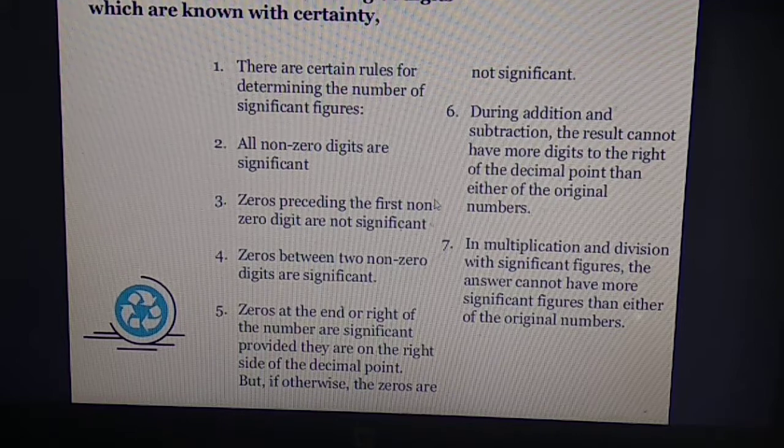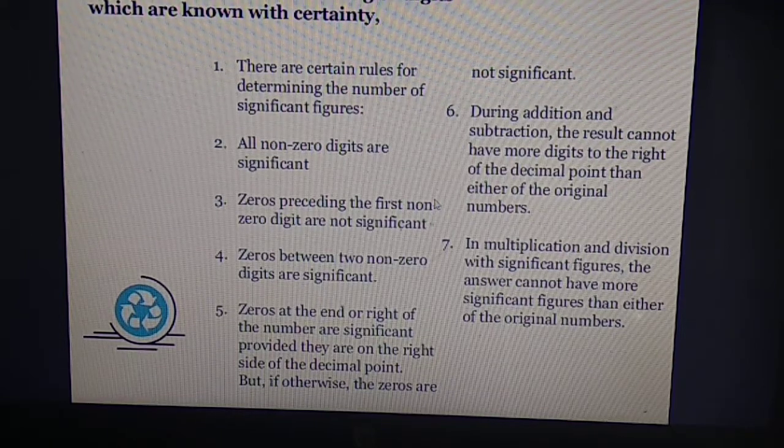Next, during addition and subtraction, the result cannot have more digits to the right of the decimal point than either of the original numbers.